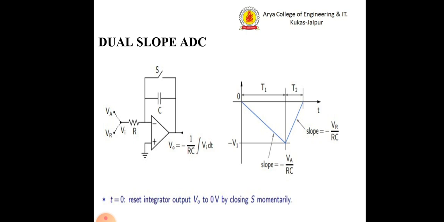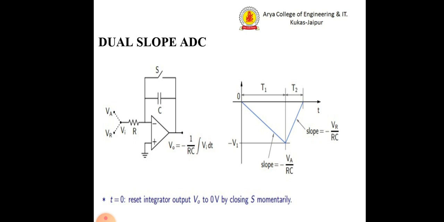One moves from time instant 0 to the end of the t1 time instant with a slope of minus VA upon RC, and the second one from t1 time instant to t2 time instant with a slope of negative VR upon RC, where VR is the reference voltage.